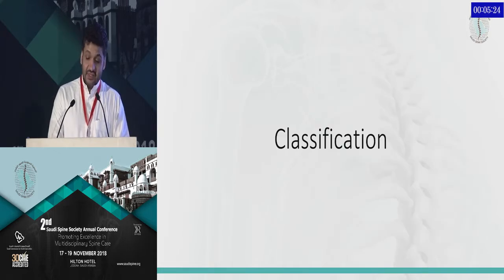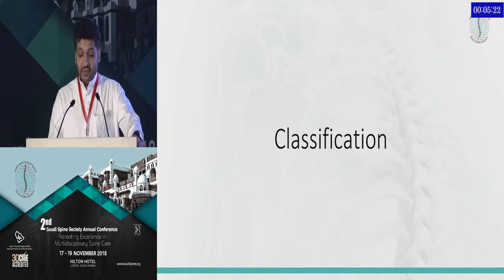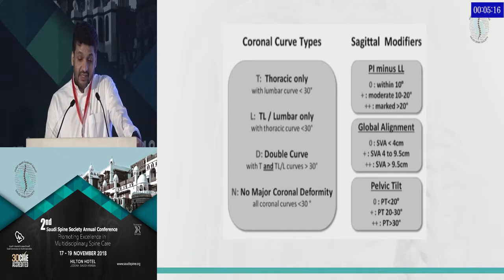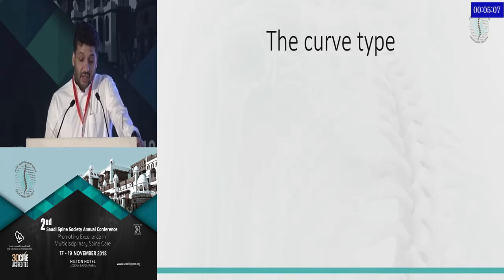In terms of classifications, there are multiple classifications that have been established. They're out there. The most commonly used is the SRS-Schwab Adult Spinal Deformity Classification. This basically divides it into the type of the curve, and then it looks into different modifiers. We'll go into each one to see which one.